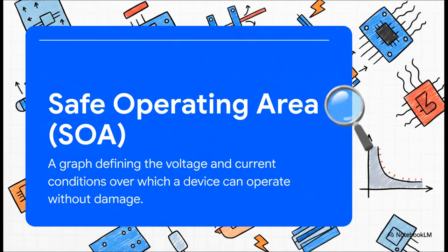And you can't just think about max voltage and max current as two separate numbers. They're related. That's where the safe operating area, or SOA chart, comes in. The manufacturer gives you this graph that defines every possible combination of voltage and current where the device is safe. If your operating point is anywhere inside that boundary, you're good. But if it drifts outside, even for a microsecond, you're risking an instant and sometimes pretty spectacular failure.